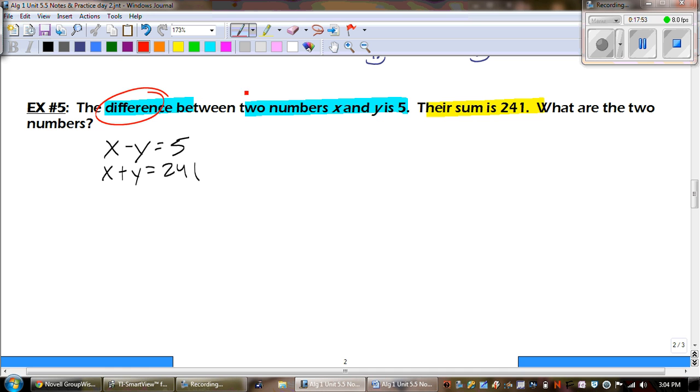Okay, so the first thing that we're talking about is difference. And remember that difference means that we're going to subtract. I'm going to subtract x and y is 5. So x minus y equals 5. Their sum is addition, is 241. Okay, well look, we added those up, so you should have gotten x minus y equals 5 and x plus y equals 241. So now that we have it all set up and ready to go, you guys are going to finish it off. So once again, pause the video and good luck.